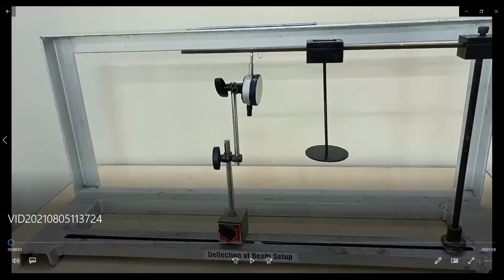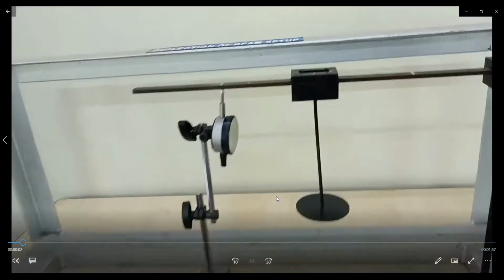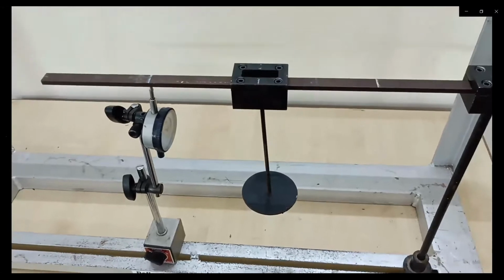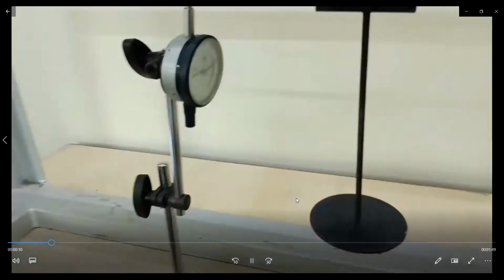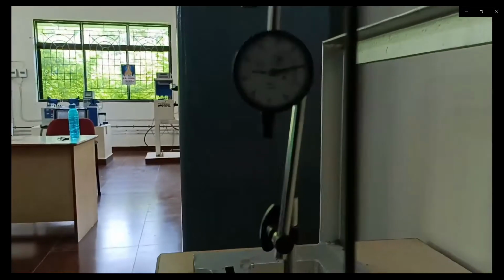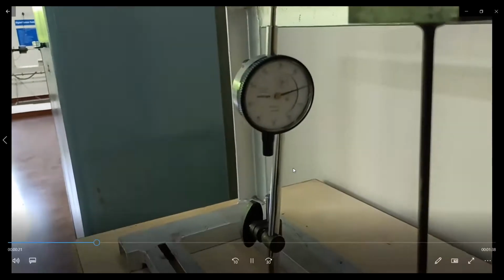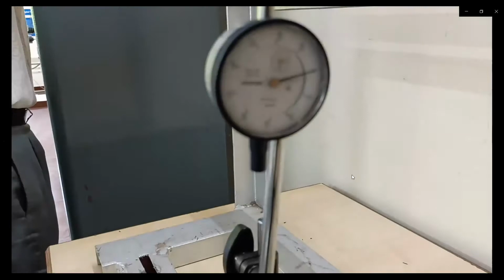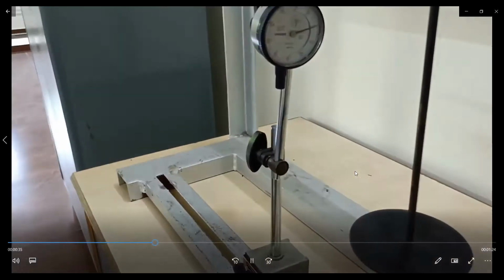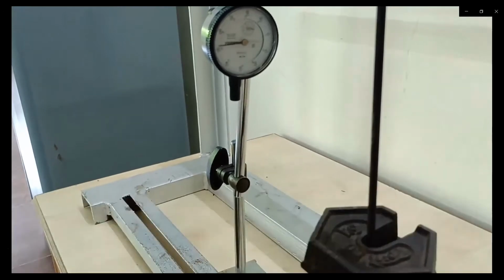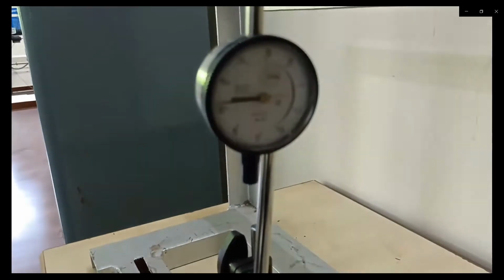So now we move the dial gauge to point 1 and the weight anchor to point 2. We are ensuring zero position in the dial gauge. 0.5 kg is being added. We are not following the dial gauge readings; this is for demonstration purpose.